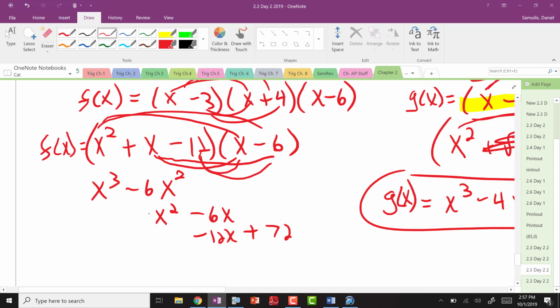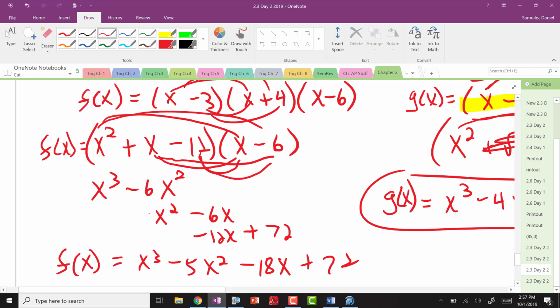72. And then f of x equals x cubed minus 5x squared minus 18x plus 72. And that's all she wrote.